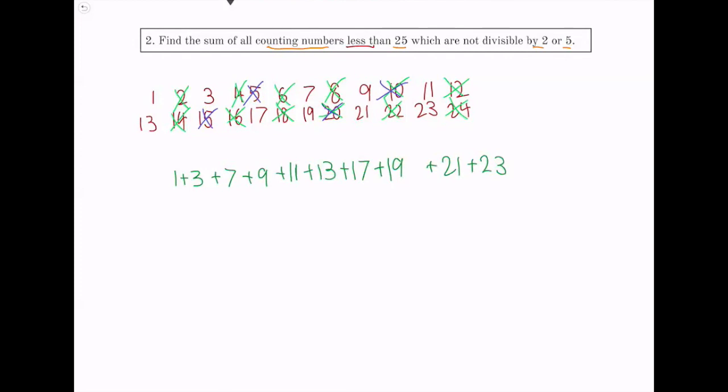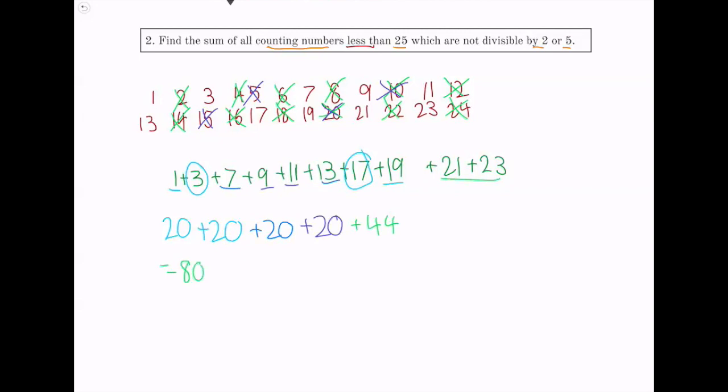Yeah, okay, so let's see what from here. Now you can just add them all up, and there's a clever way to do this. 1 plus 19 is 20. 3 plus 17 is also 20. 7 plus 13 is also 20. 9 plus 11 is 20. And then we have 21 plus 23, which is just 44. Now, what's 20 times 4? 80. 20 plus 20 plus 20 plus 20 plus 44 is 124.